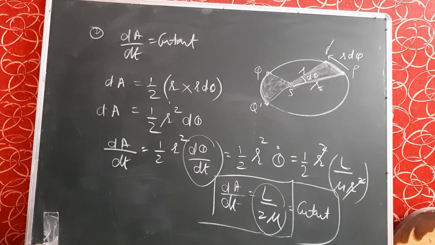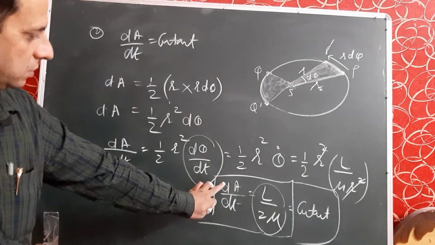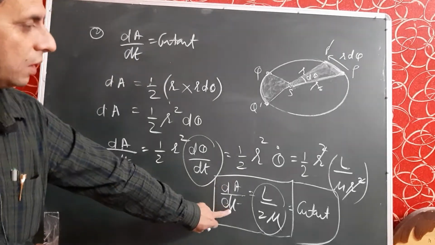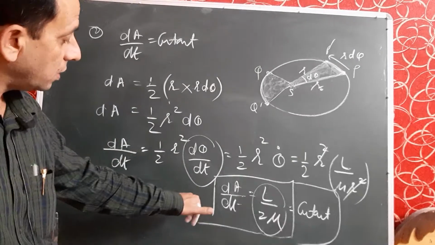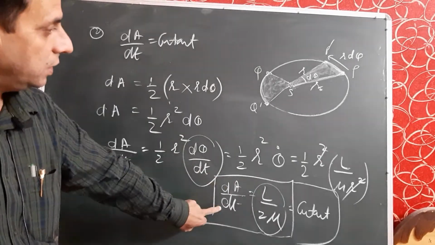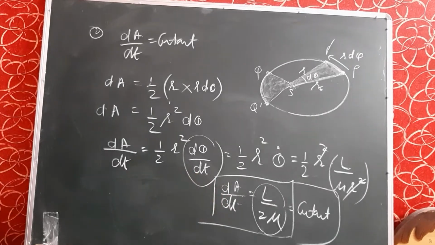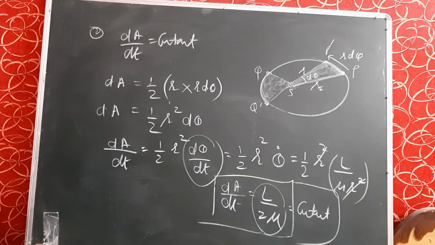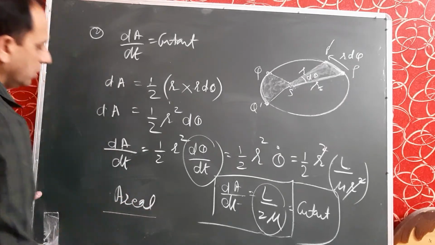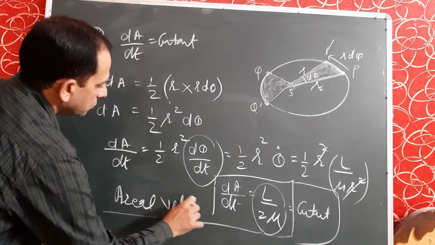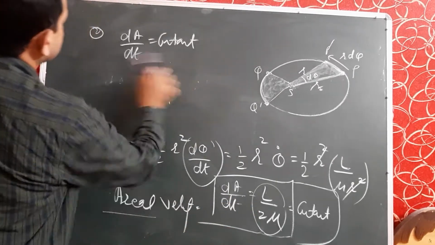So this is the second law, that is the areal velocity. The rate of change of area with time is called areal velocity, as we already know that dx by dt is velocity, simple velocity, but dA by dt is called areal velocity, which is linked with area. So areal velocity is always constant. So this is the second law.